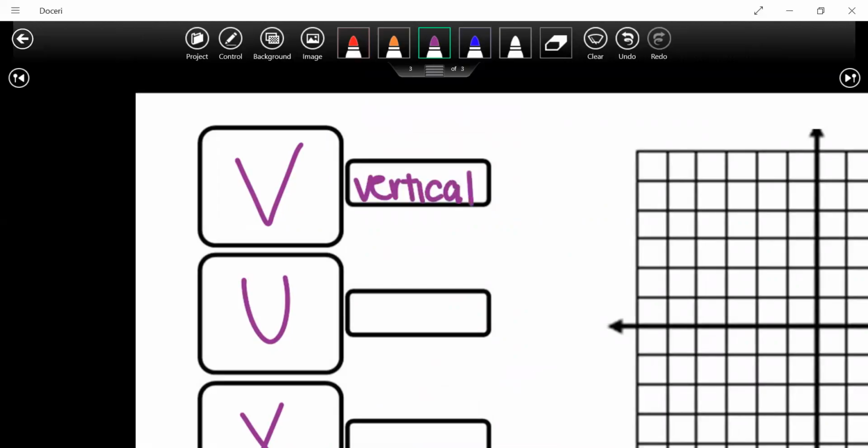Some people already know where this is going. Our slope will be undefined.